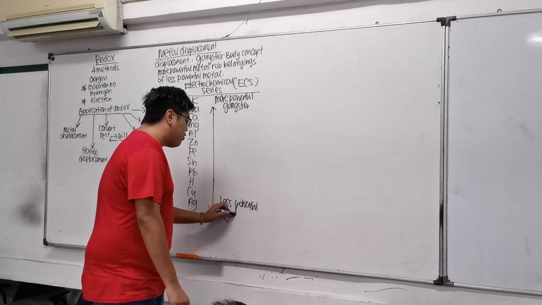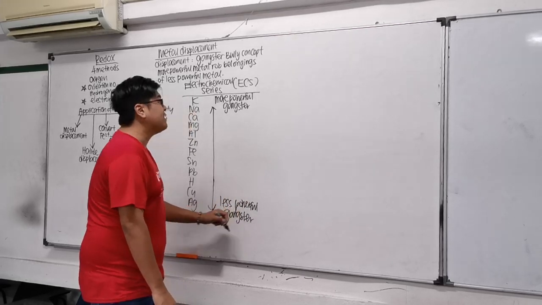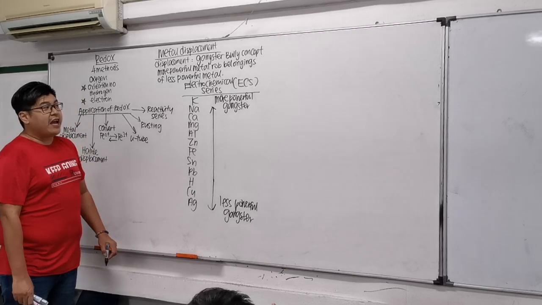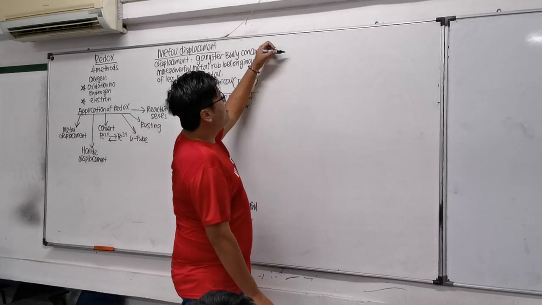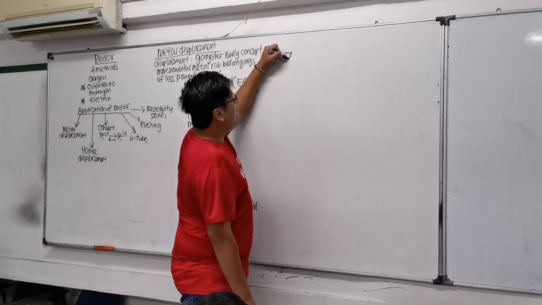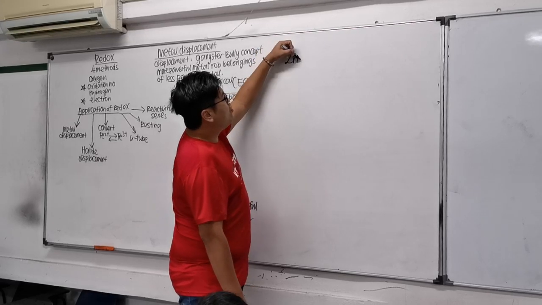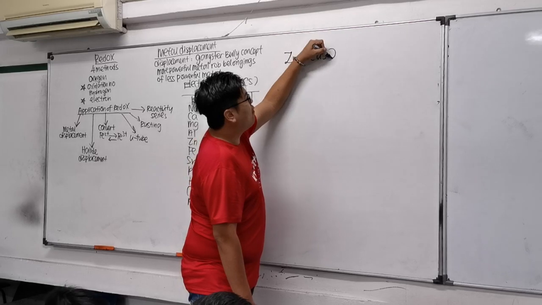Let me do a quick demonstration of the gangster bully concept, also known as metal displacement. Everyone put your eyes on here. Let's say we have a piece of zinc, and you react it with copper sulfate.